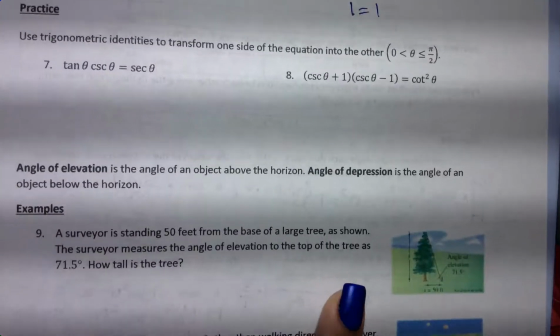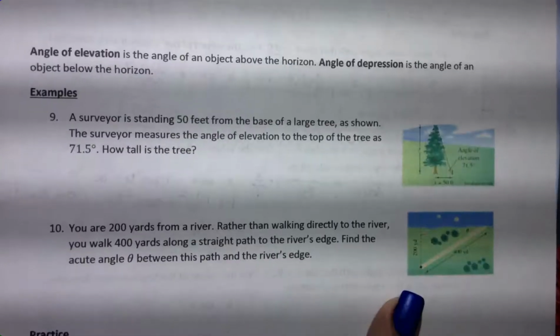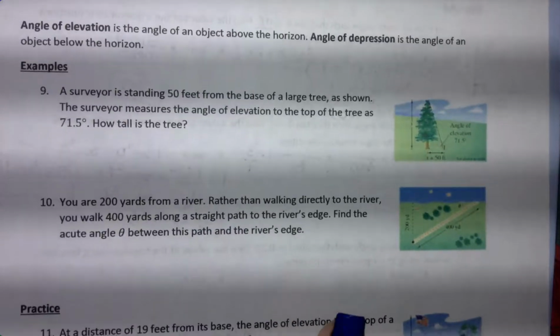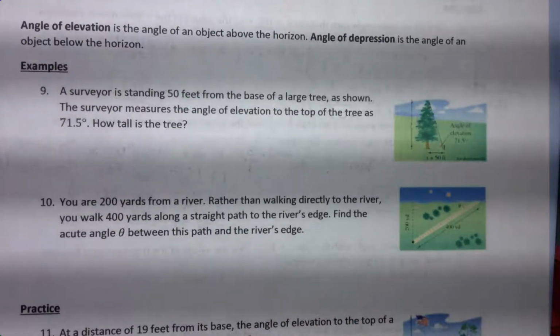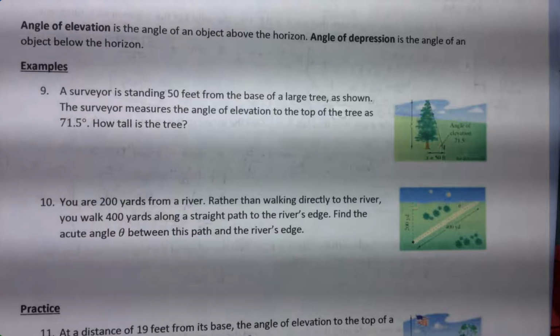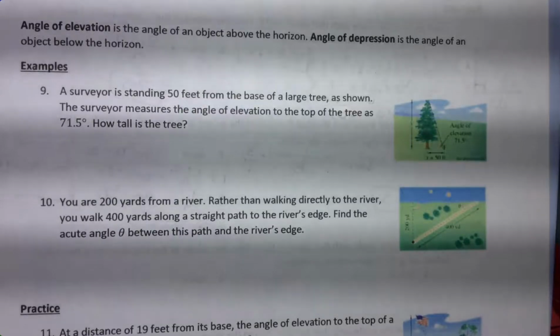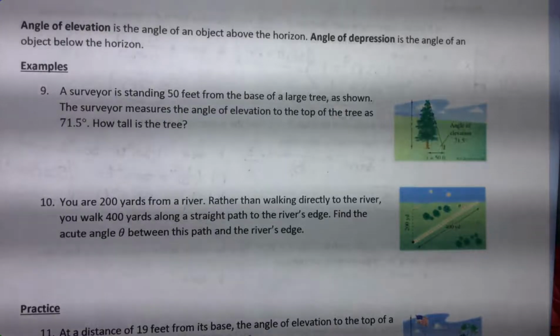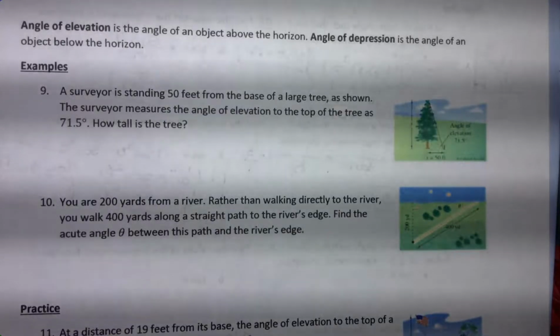So, down below, I have a few word problems. These are talking about angles of elevation and angles of depression. Angle of elevation is looking up, so like you're elevating someone, you're looking up. Angle of depression is looking down, so when you're depressed, you're feeling down, you look down. So that's how I remember those two words.